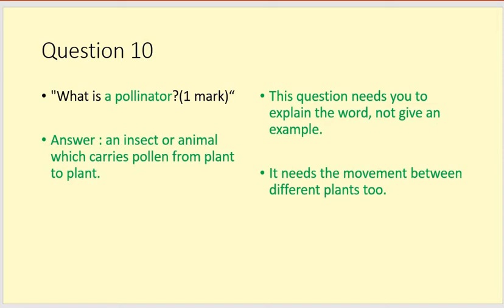It's not just carrying pollen, because you could carry it to Tesco's and that wouldn't pollinate anything. It needs to be moving between plants because pollen is the male sex cell and it needs to move from one plant to the female parts of another plant. That's something we'll be coming up with in Year 8, so we'll get ourselves ahead there. Always good to be ahead of the game.